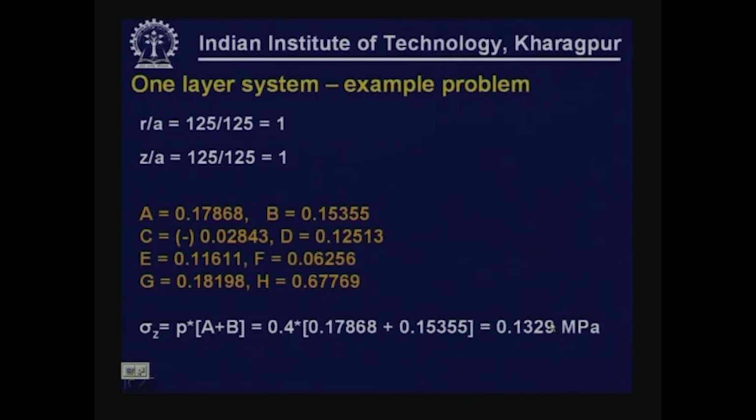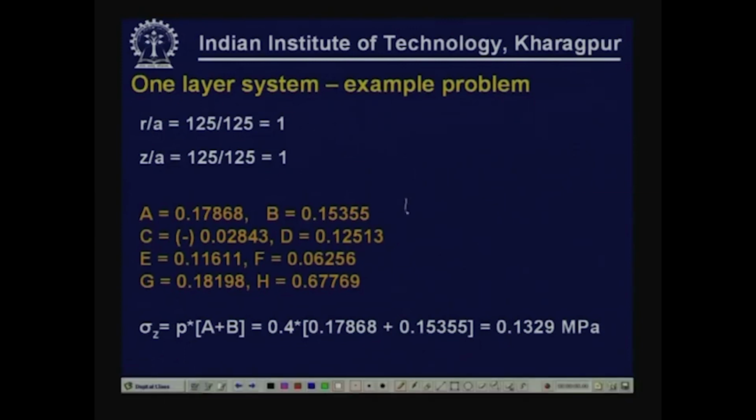So, for the given problem, radius of load contact area is 125, and the radial location of the point at which we are trying to calculate stresses, strains and deflections is 125. So, R by a is 125 by 125, that is 1. The point is at a depth of 125, so Z by a is also 1. For values of R by a 1 and Z by a 1, these are the values of various coefficients that I have selected from the tables.